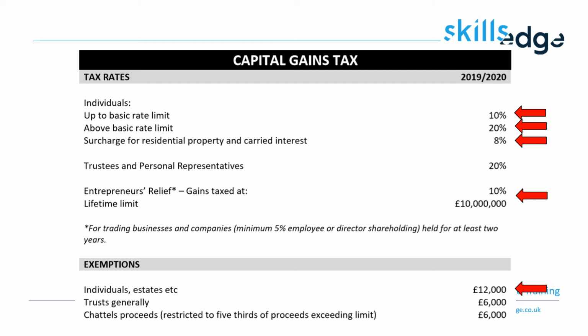The individual exemption for this tax year is $12,000, and then underneath this, it states the words trusts generally, which have an exemption of £6,000. But yet again, I think this can be misleading. All trusts have the exemption of £6,000 except the bare and absolute trusts. They will have the full exemption of £12,000.